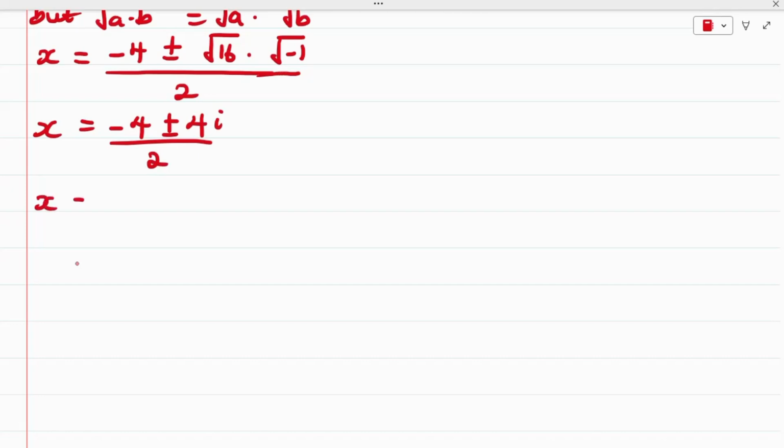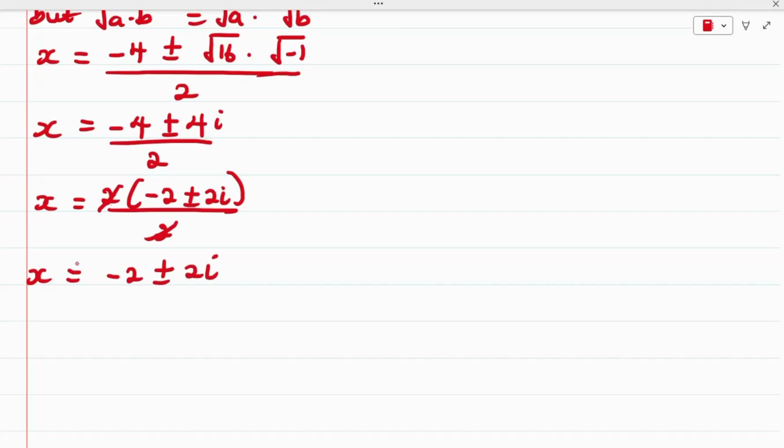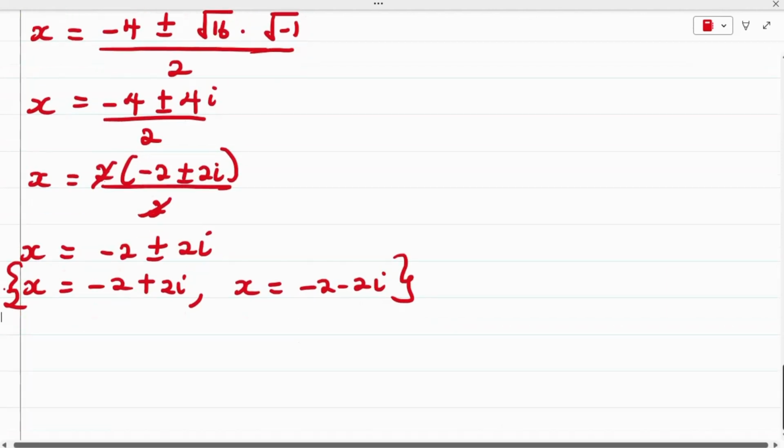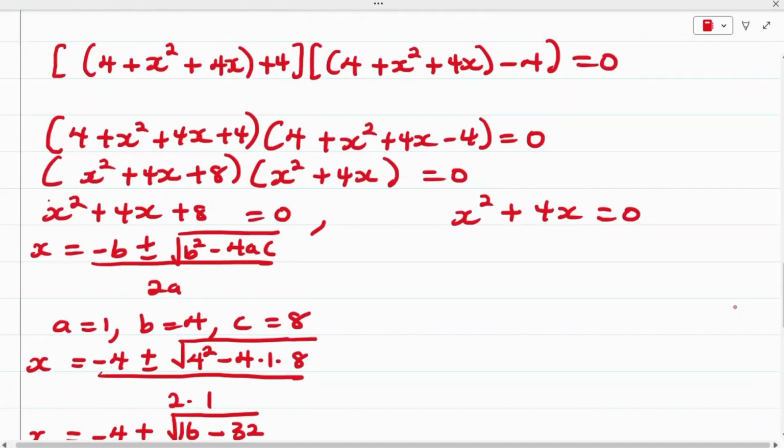So x is equal to, if you factor out 2, we have −2 ± 2i divided by 2. So this is going to cancel out this, so we have −2 ± 2i. So x is equal to −2 + 2i, and x is equal to −2 − 2i, and this becomes the first two values of x. So we have been able to solve for the first part right here, so we want to simply solve for this other part right here.